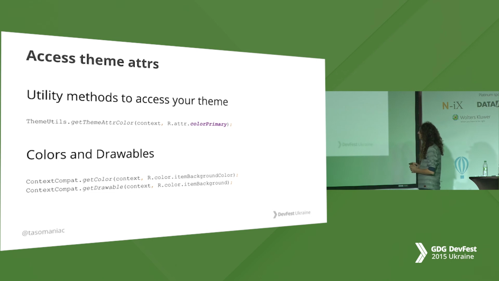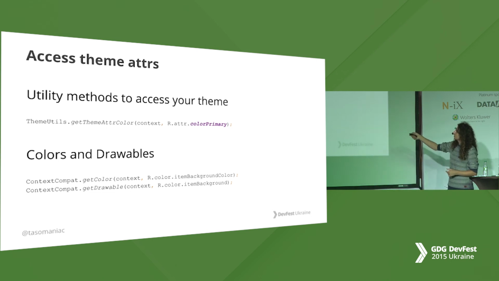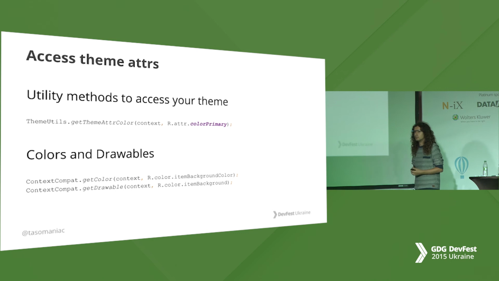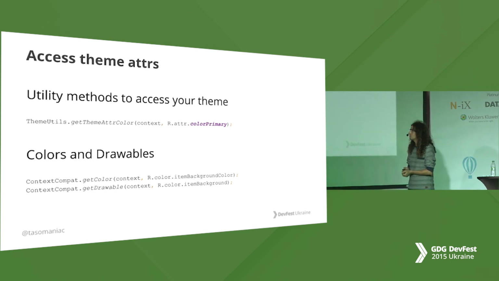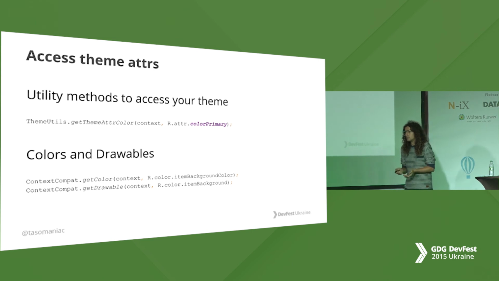Actually, I have more slides. Let's see. There are also quick utility functions in the Appcompat library that you can use. For example, to access your primary color attribute inside your theme, you previously had to write 6 or 7 lines of code. But now, if you use theme utils, you can get the color in 1 line of code.